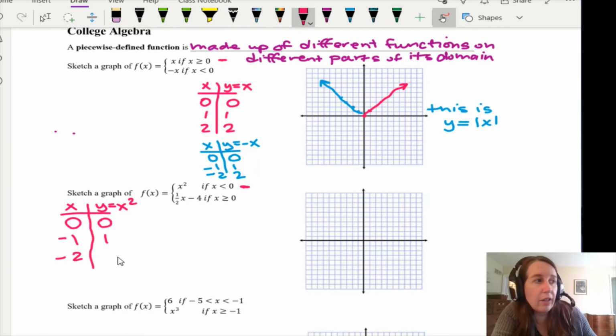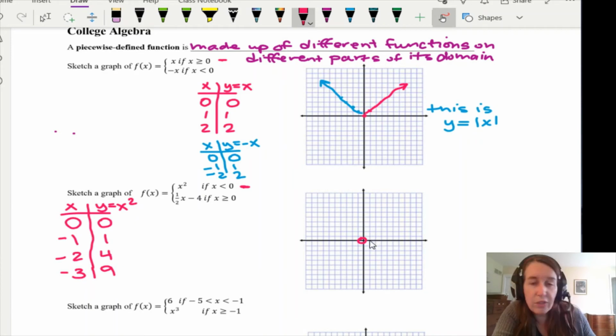-2 squared gives us 4. And if we want to put in another point, we could put in -3. When we square that, we get 9. So that graph is going to look like this. So it's a parabola, it's just the basic parabola, which we probably should know what that looks like.